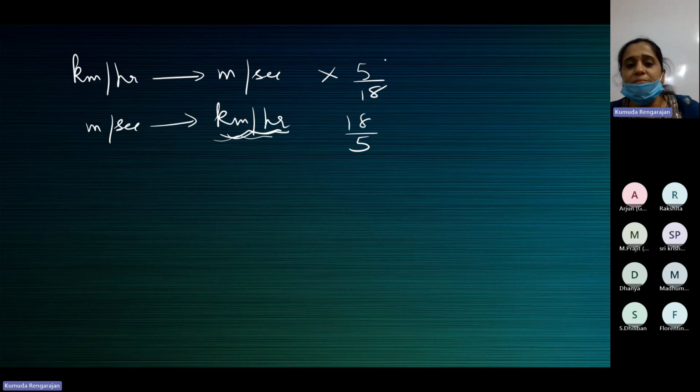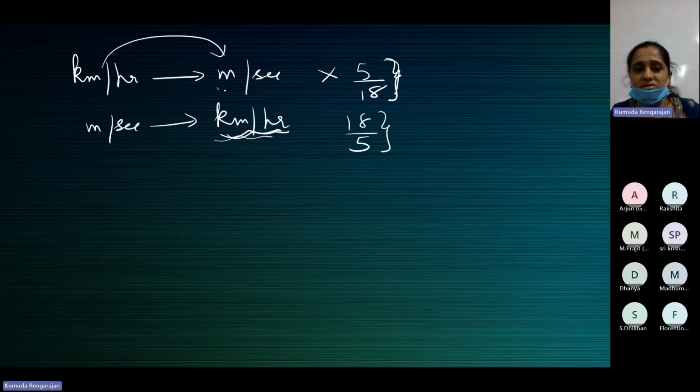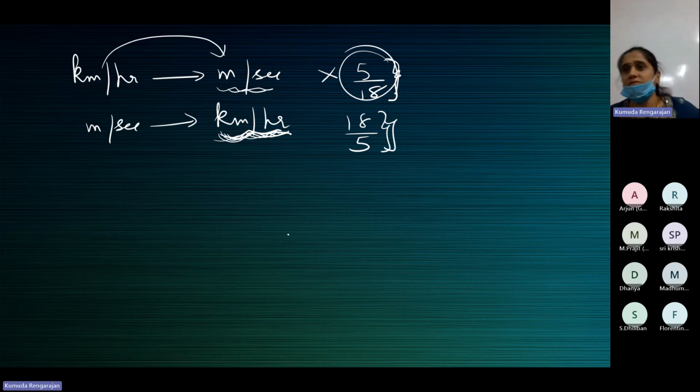So this is a proper fraction, its value is less than 1. This one is an improper fraction, its value is greater than 1. 18 by 5 is greater than 1. 5 by 18 is a proper fraction, it's less than 1. So when you're converting kilometer per hour to meter per second, this is a smaller one, right? You're converting it to meter per second, so multiply by this proper fraction 5 by 18. When you're converting it to kilometers per hour, this one is bigger, meaning the unit is huger. So use an improper fraction whose value is greater than 1.